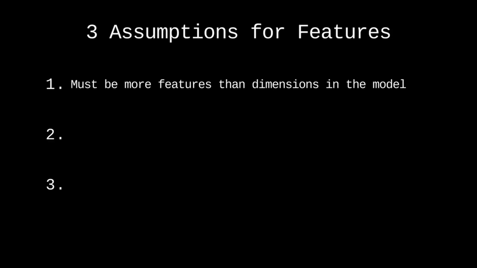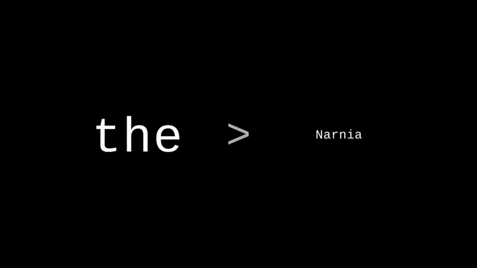Well, first, the model needs to have features to learn. The paper creates synthetic features that rely on three assumptions. The first we already know about. There must be more features than there are dimensions in the model. The second is that features must vary in importance. This arises as a consequence of how normal human language works. Some concepts are more important than others.